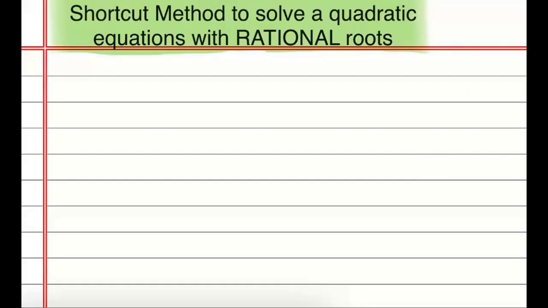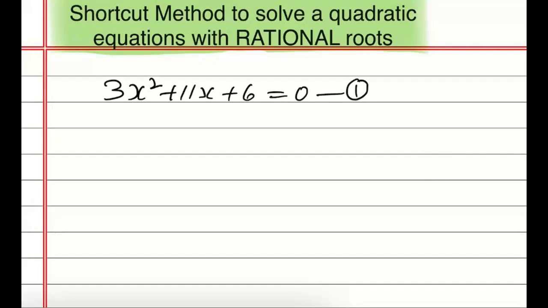In this class you will learn the shortcut method of factorizing or solving quadratic equations with rational roots. Let us begin. Consider a quadratic equation 3x² + 11x + 6 = 0. Let us call this 1.